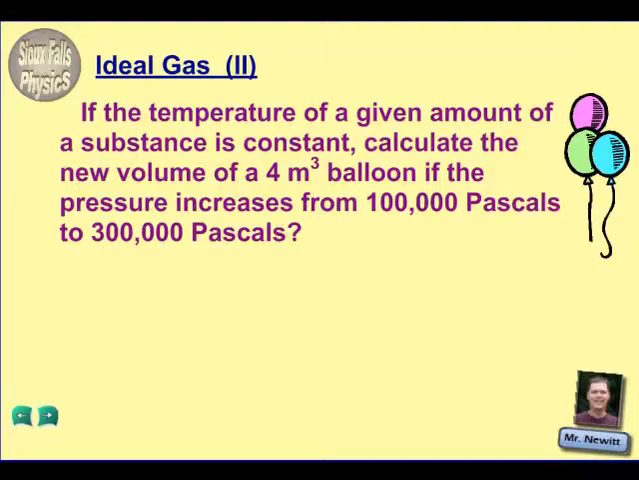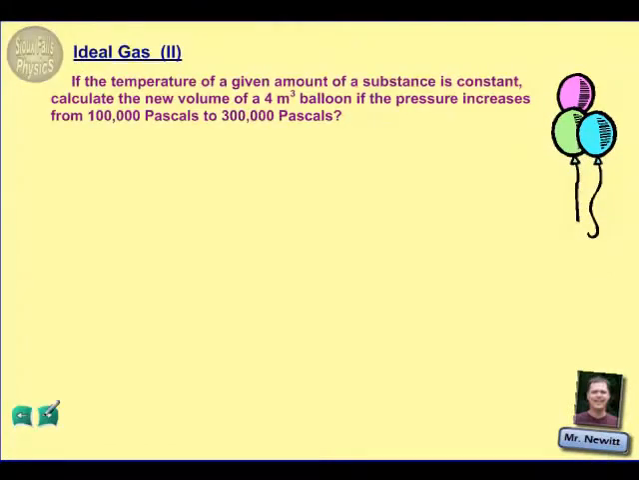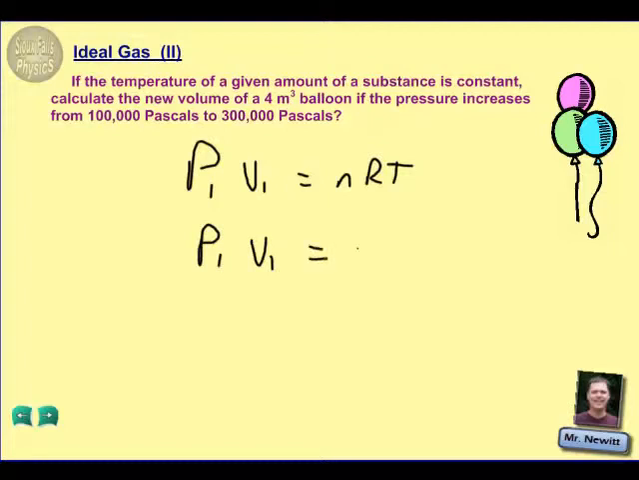Okay, another problem here on ideal gas. Temperature of a given amount of substance is constant. We're going to calculate the new volume of a balloon if the pressure increases. So given that the pressure multiplied by the volume is equal to nRT, and since the temperature is staying constant, we know that the pressure times the volume that I start with has to equal the pressure times the volume that I end with.